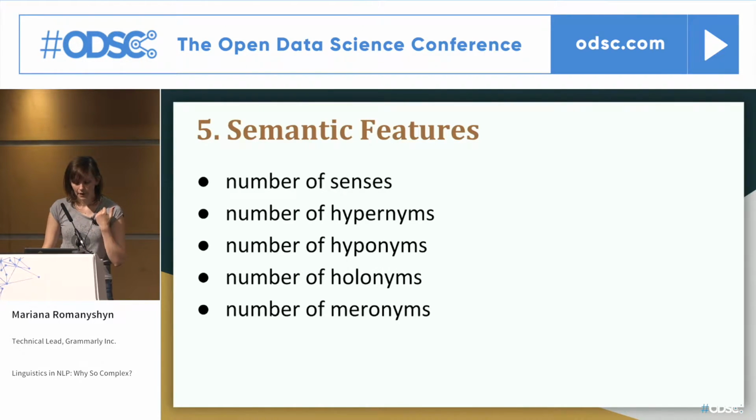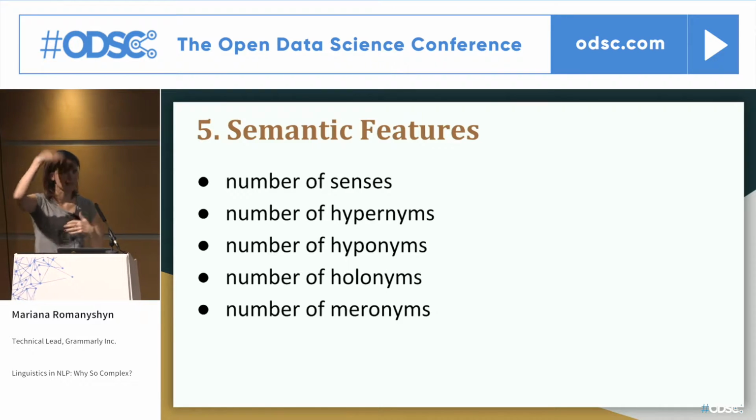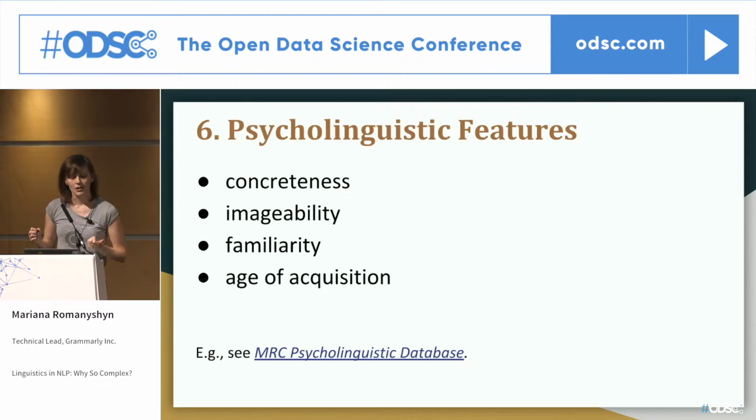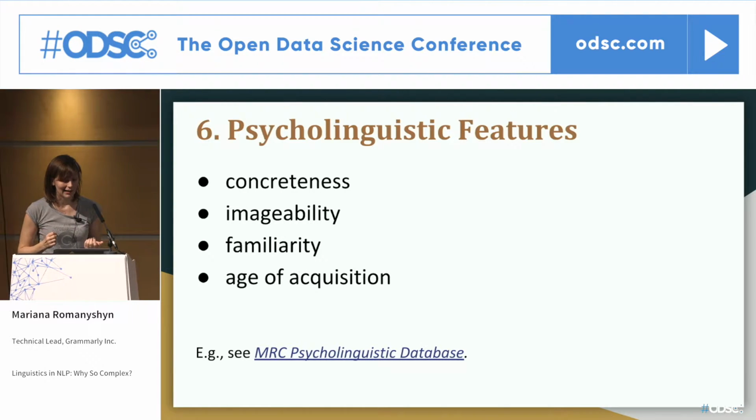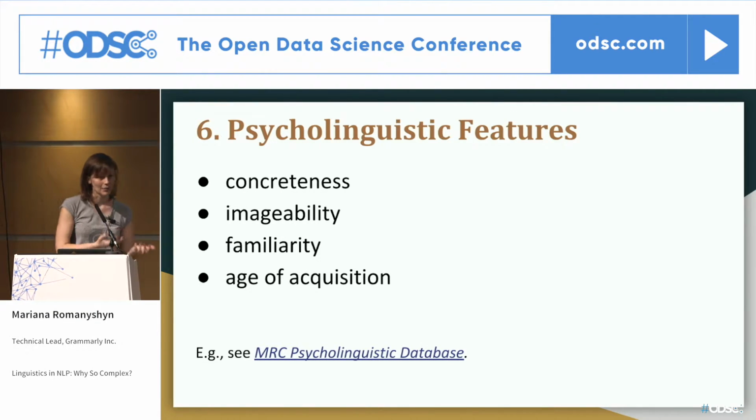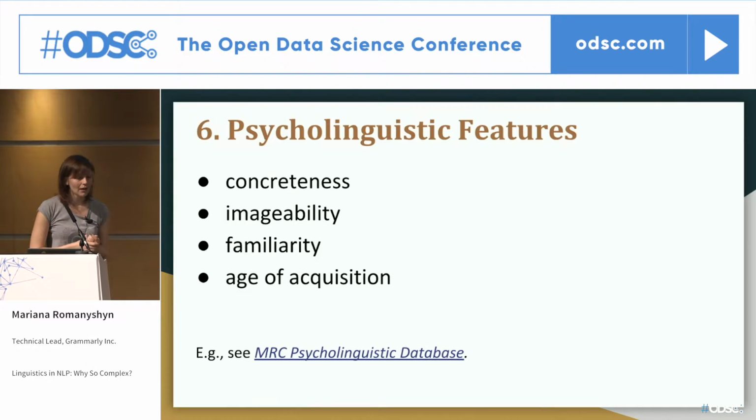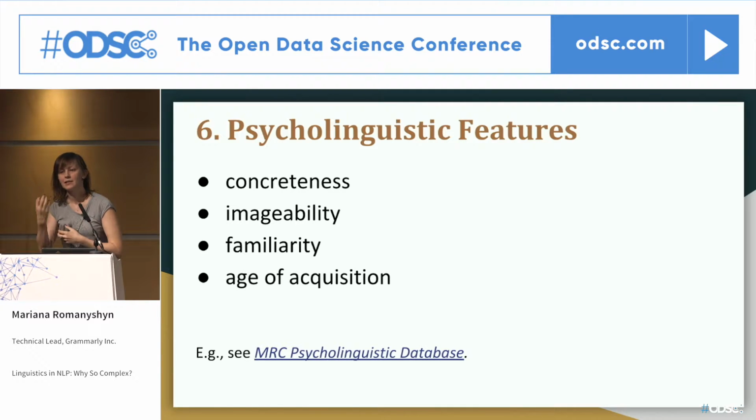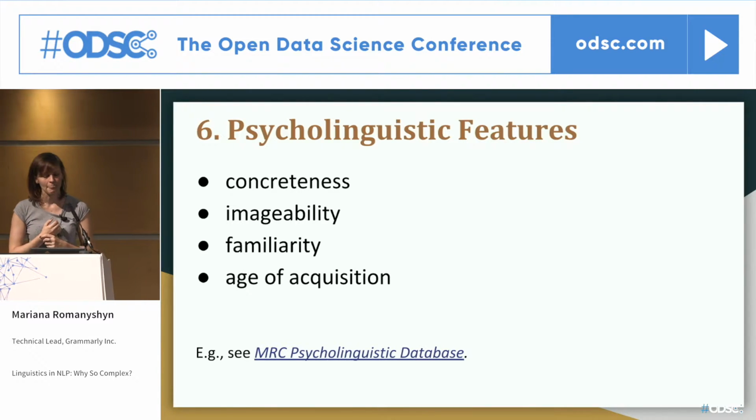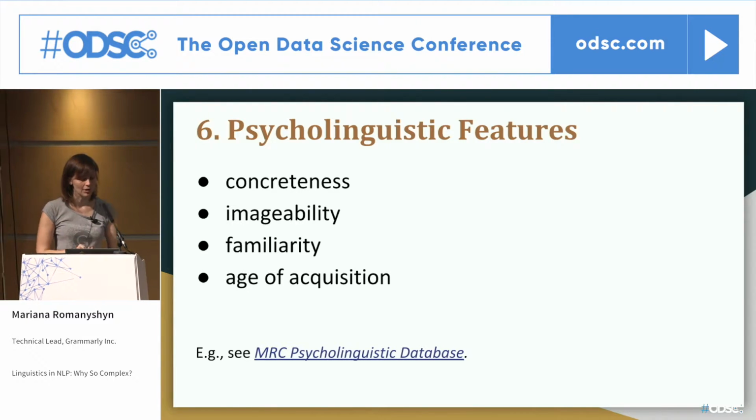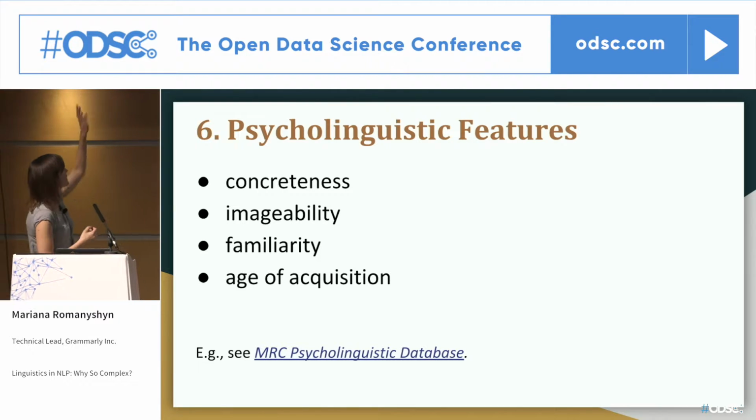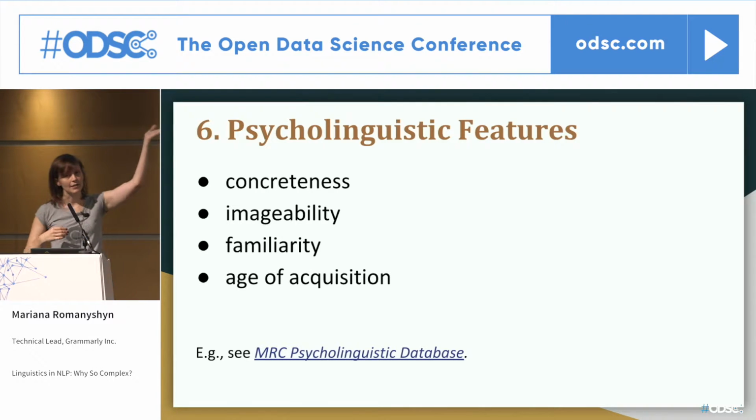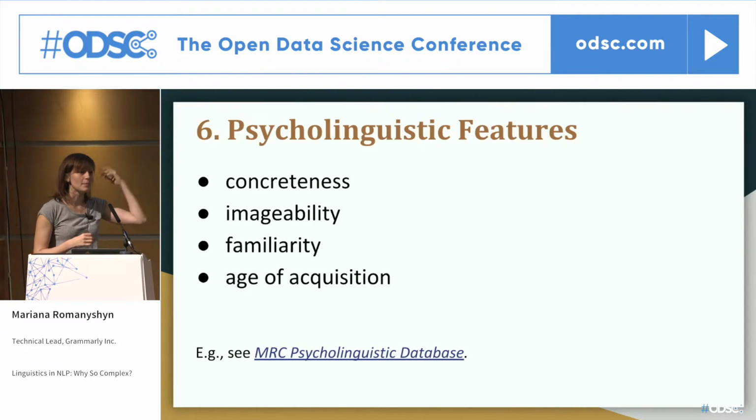Okay, moving on. We can also move another level higher after semantics. After semantics, there is another level that is called psycholinguistics. Psycholinguistics is another part of linguistics that studies our cognitive processes that are related to language comprehension and language production. There's a psycholinguistic database, for example, that we can use that describes how concrete terms are, that describes imagibility of different terms.